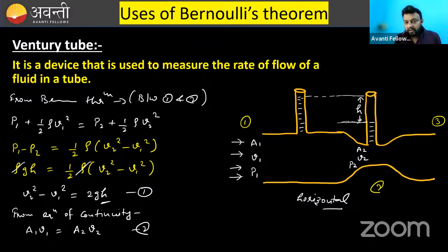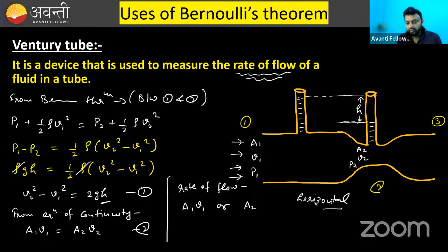Now what do we need to calculate? We need to calculate the rate of flow. I have told you in the previous class that rate of flow is nothing but the product of A and V. So rate of flow is either A1 V1 or A2 V2. You can use either of these two relations to calculate the rate of flow. I think everything is sorted.